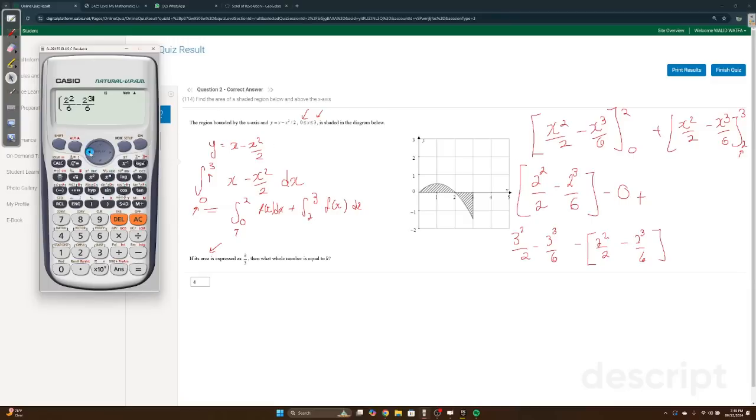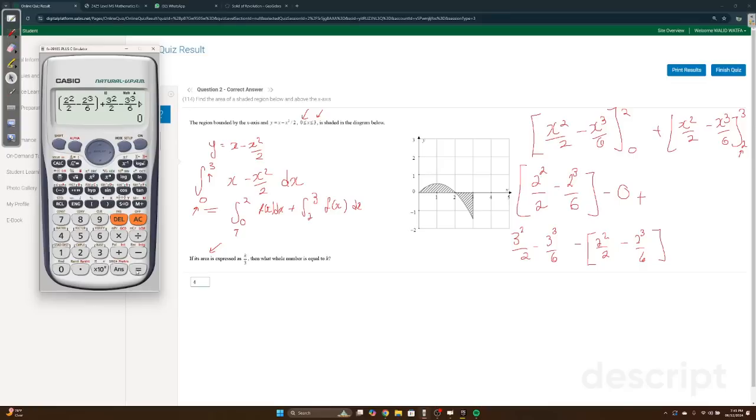Over 2. I don't know why I'm putting over 6. 2 squared over 2 minus 2 cubed over 6. Close the bracket. Minus 0, we're not going to write it. Plus 3 squared over 2 minus 3 cubed over 6 minus, distribute now, 2 squared over 2 minus 2 cubed over 6. Close your brackets.